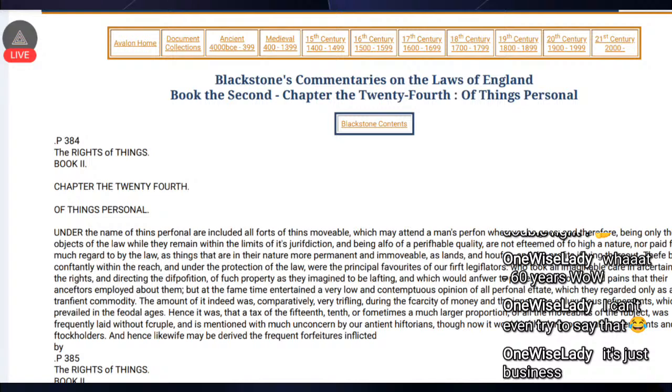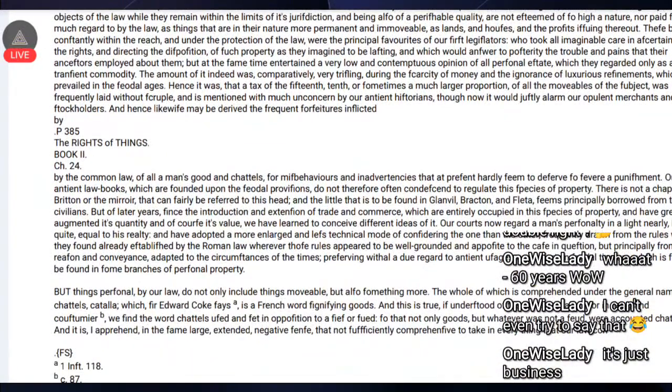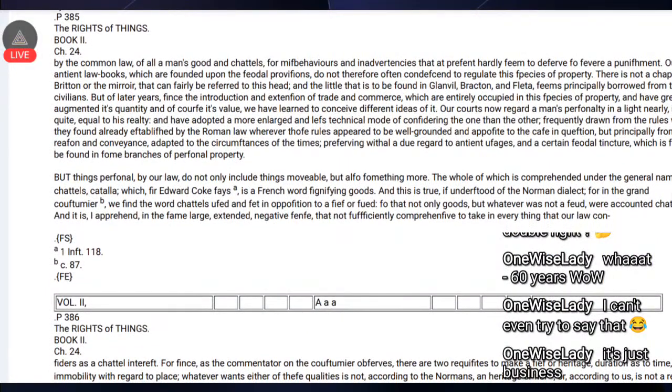Hence it was that a tax of the 15th, 10th, or sometimes a much larger portion of all the movables of the subject was frequently laid without scruple, and is mentioned with much unconcern by our ancient historians, though now it would justly alarm our opulent merchants and stockholders. And hence likewise may be derived the frequent forfeitures inflicted by the common law of all a man's goods and chattels for misbehaviors and inadvertencies that at present hardly seem to deserve so severe a punishment.